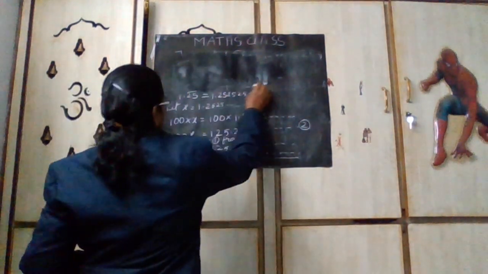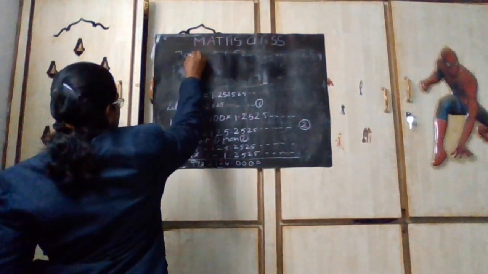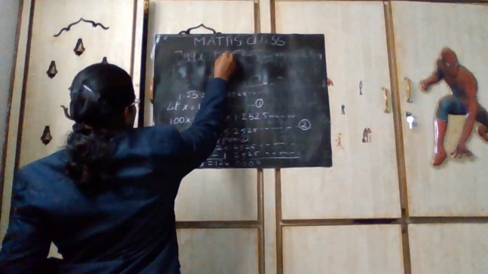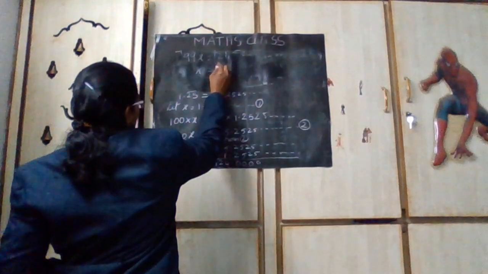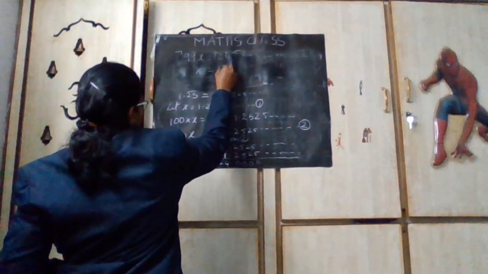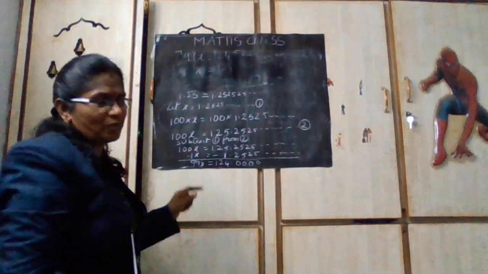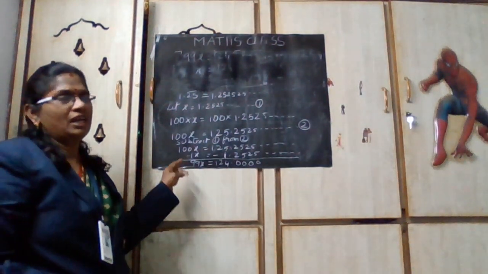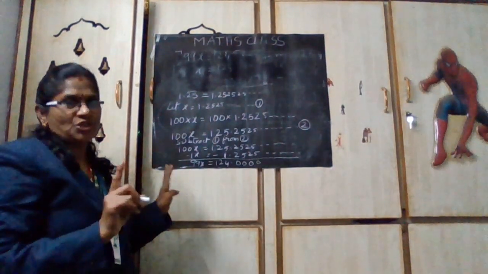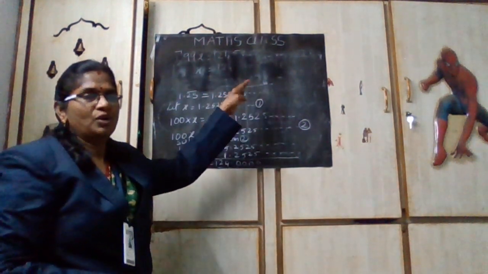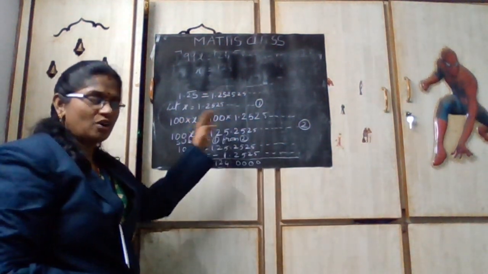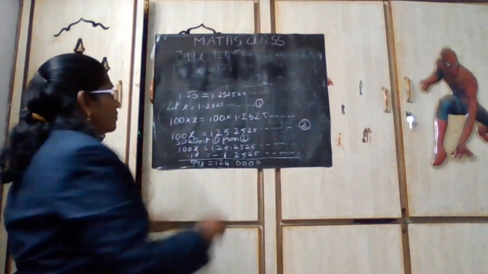Take this one: 99x = 124. You transpose this 99 from LHS to RHS. You should use the word transposing. You should not say you bring or you take, like that. The mathematical word is transposing, shifting of a term either from LHS to RHS or RHS to LHS.